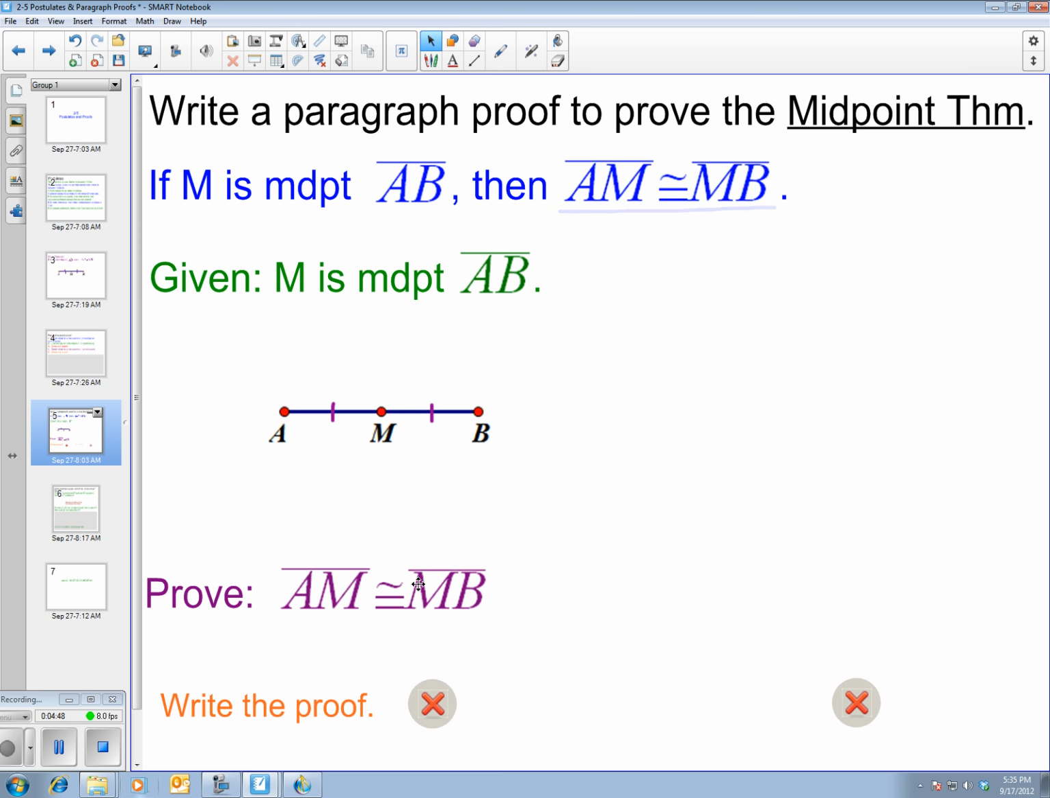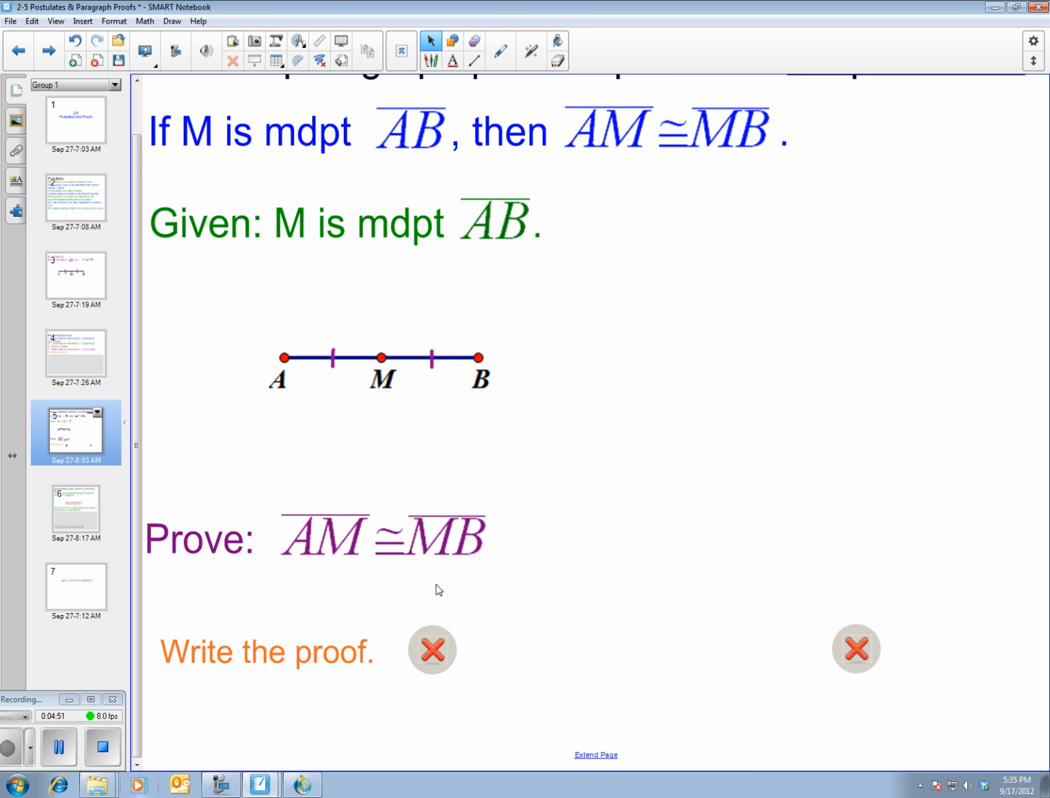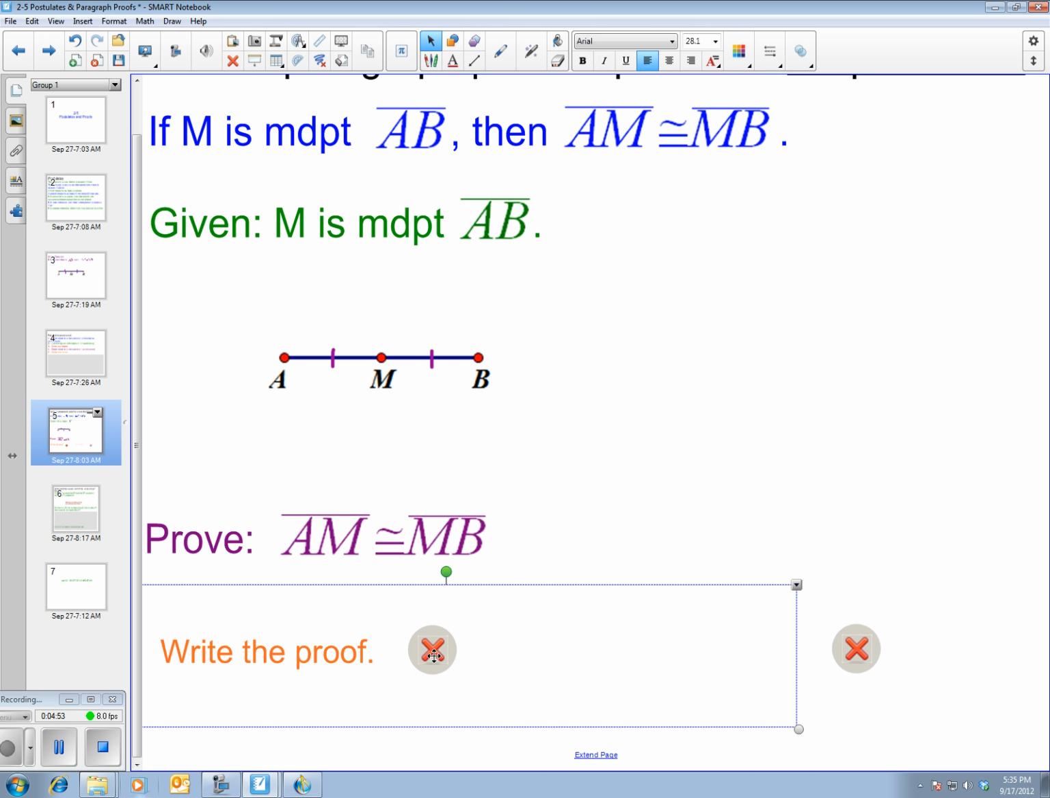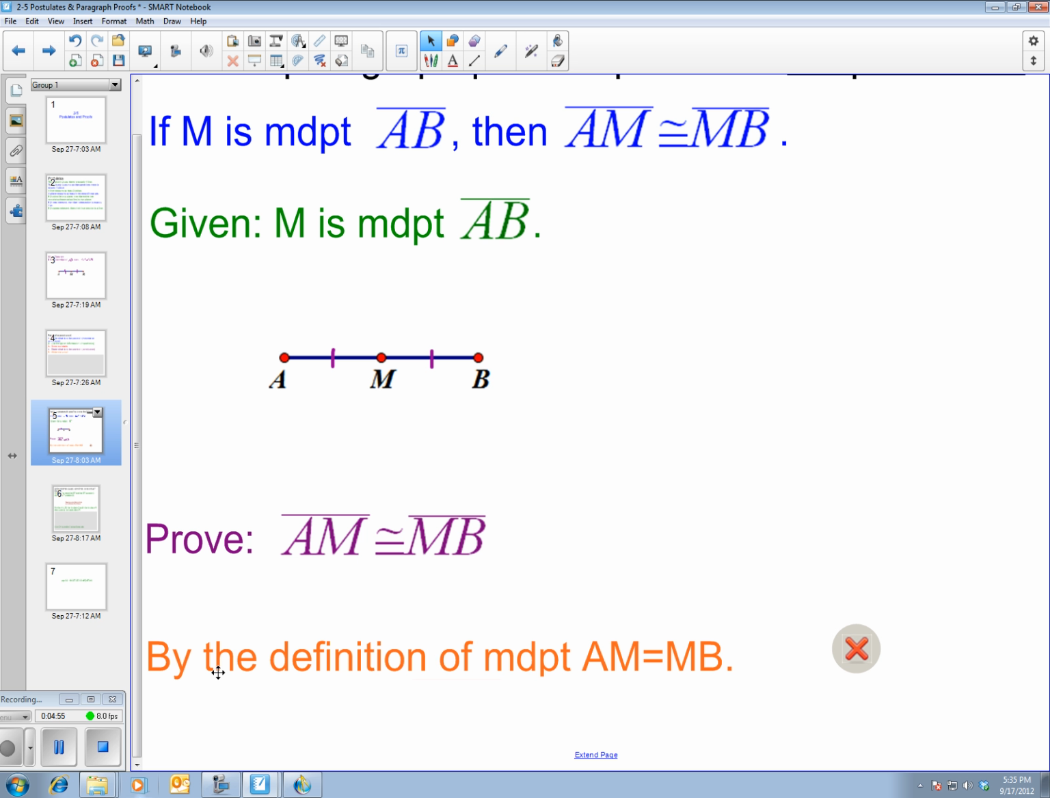That's what we stated. Easy enough. Finally, write the proof. This one is short, it's sweet, it's easy. We're just introducing it, so it's going to look pretty simple.